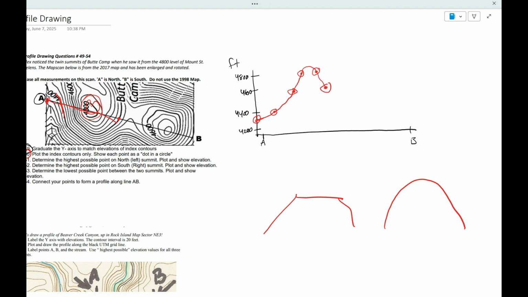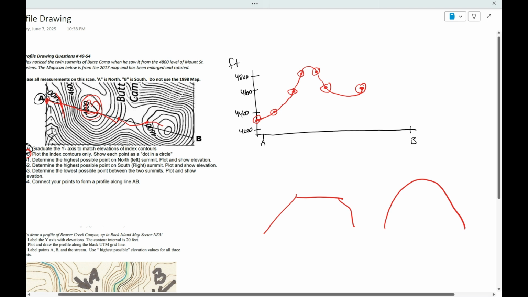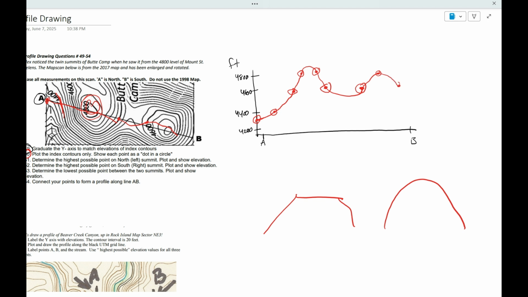Then we can see it goes down and then it goes back up to 4,600. And so we're just going to go up. Oh, whoops. We're going to go up and back down. And then we can see that it goes up again because of the hill and then back down. And so we're going to go once again up and then we go up and then back down. And then at the end at B, it goes all the way down to 4,400. So that is what the plotting should somewhat look like.